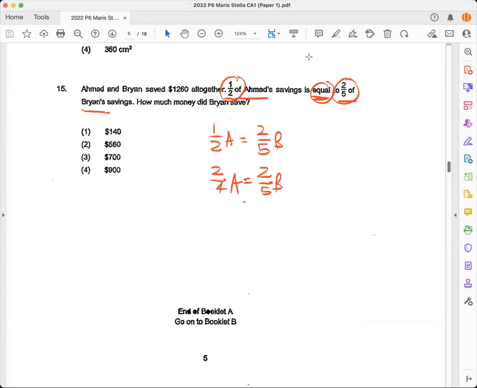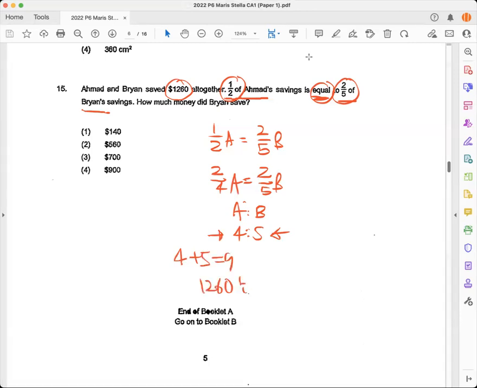So now that the numerator is the same, the denominator will represent their total, which means Ahmad has a total of 4 units, Brian has a total of 5 units. Now, look for a value. The value given is 1260, which represents their total. Therefore, these two added up must be equal to 1260. So 9 units must be equal to 1260.